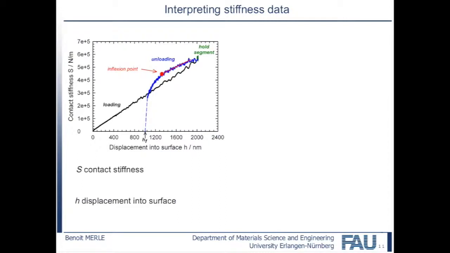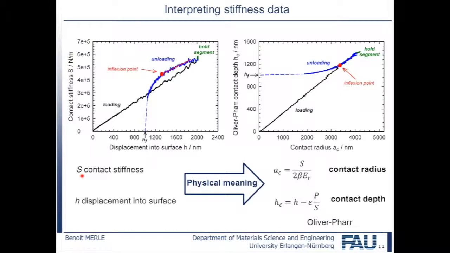So for the time being, we have recorded the contact stiffness S over the displacement into surface H during both loading and unloading. It's a bit difficult to understand this first curve, so we decided to switch to parameters that we could physically better understand. So instead of the contact stiffness S, we represented the contact radius AC, which is actually the contact stiffness divided by a constant. That's the meaning of the stiffness. The stiffness is indicative of the magnitude of the contact.